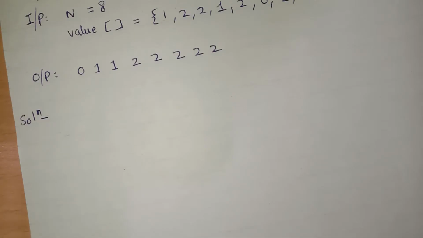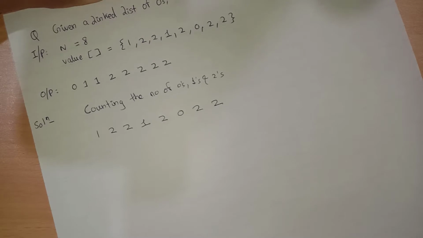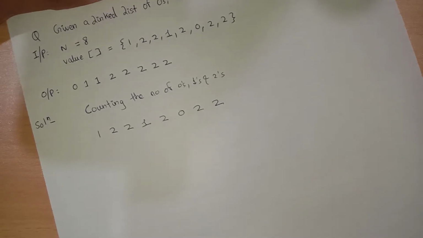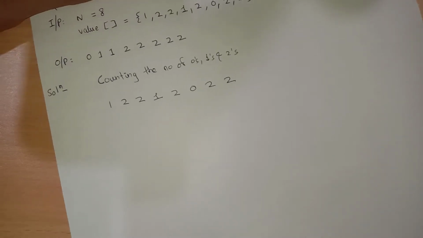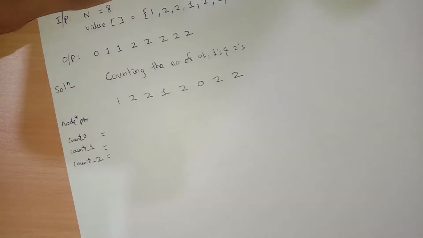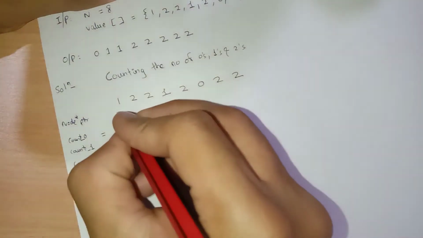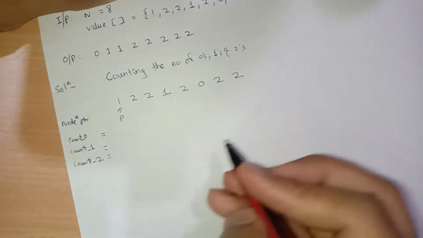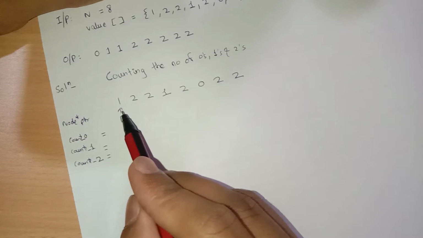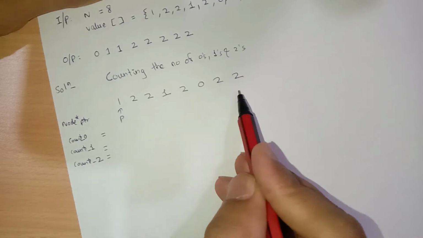We have one approach to solve this by counting the number of 0s, 1s and 2s. For counting the number of 0s, 1s and 2s, we will take three variables, and also we will take one pointer which will point to the head node. So I will write here pointer P. So we will count the number of 0s, 1s and 2s. So we will traverse the whole linked list.